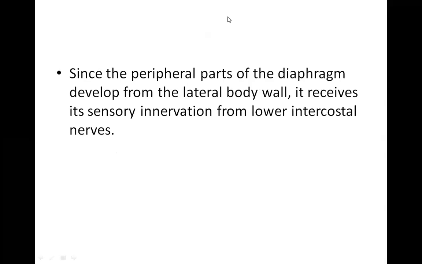Now, since the peripheral part of the diaphragm develops from the lateral body wall mesoderm, it receives its sensory innervation from the lower intercostal nerves. So that explains the multiple innervation of the diaphragm: the domes and the central part are supplied by the phrenic nerve, whereas the peripheral part of the diaphragm is supplied by the intercostal nerves because it is derived from the mesoderm of the lateral body wall.